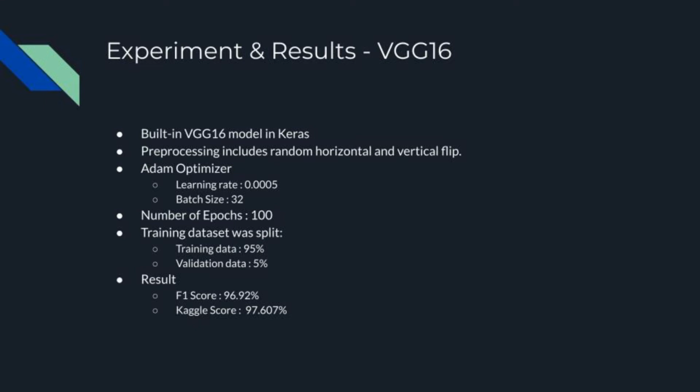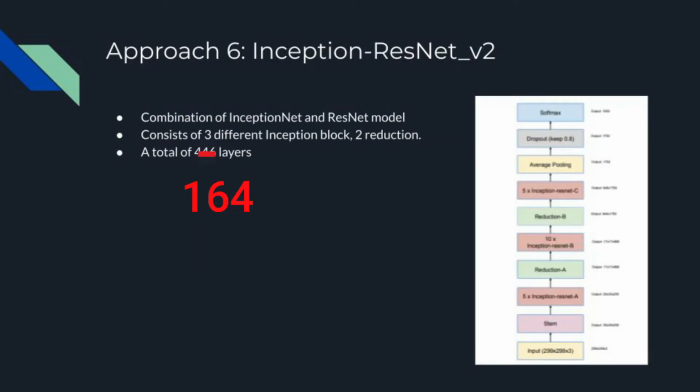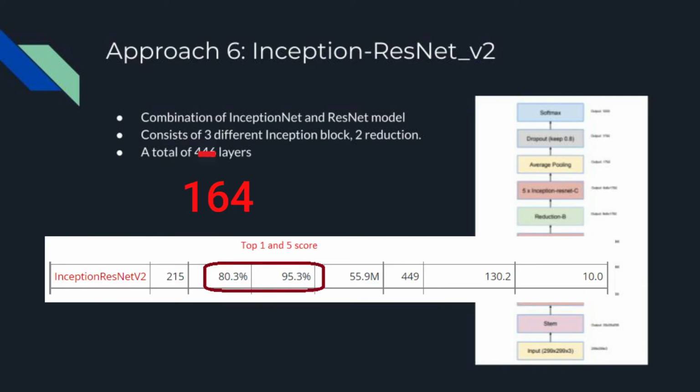We are using similar pre-processing as the previous model, GoogleNet, and the parameters used are shown in the slides. This model actually performs really well and manages to achieve an F1 score of 96.92%. Inception ResNet version 2 is a combination of InceptionNet and ResidualNet. The figure on the right shows the overall architecture, where there are 3 inception blocks and 2 reduction blocks. There is a total of 446 layers, and it is one of the top models in Keras pre-trained models.